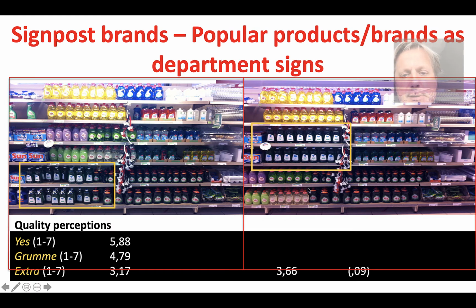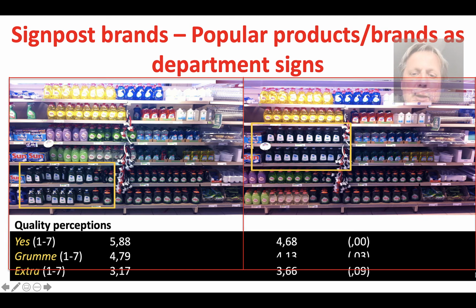So Yes still has 4 shelves, but they have the 2 bottom shelves and the 2 top shelves. And they are, in this case, clearly dominated by Grumme, who gets the sort of primary space. So it's obvious to the shopper that this is the brand that the store thinks that they should buy. It's given the prominent space. And what you can see then is that it's a significant drop for Yes from 588 to 468 in quality perception. I don't know why it's not visible, but Grumme goes down from 479 to 413, and Extra goes up from 317 to 366, and all these are significant results.